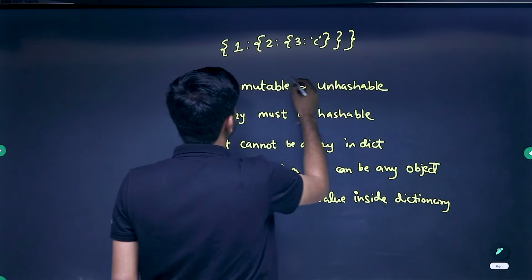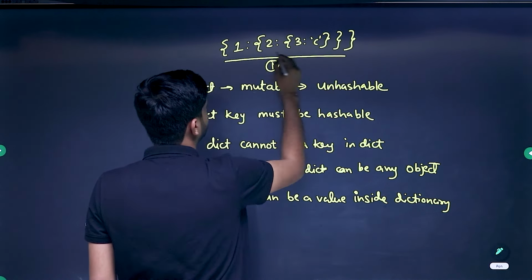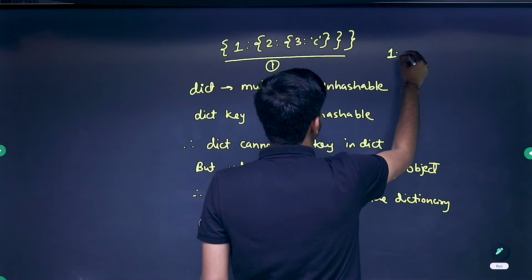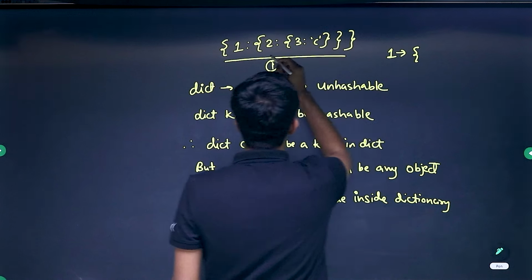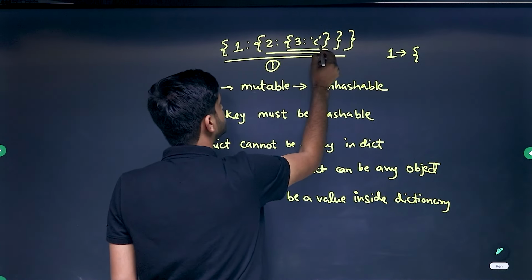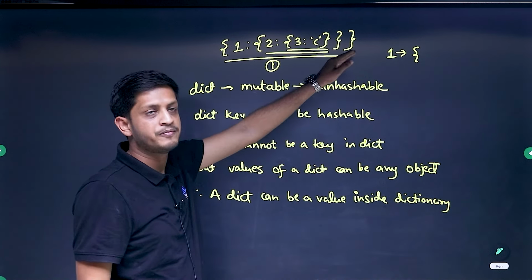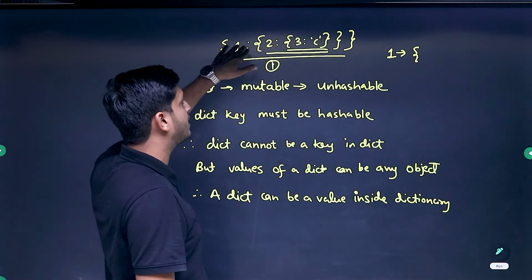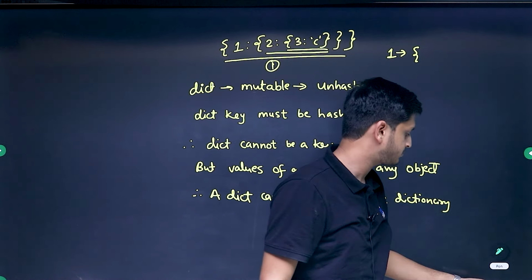So here the original dictionary is containing one element where the key is 1 and the value is a dictionary containing a single element. This is again a single element containing key as 2 and the value is another dictionary containing key as 3 and value is C. So this is a nested dictionary. Dictionary can only be a value, it can never be a key. Okay, so this is how you can create a nested dictionary.